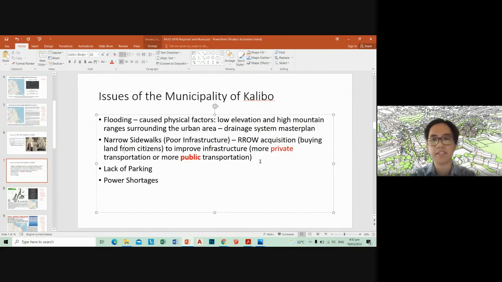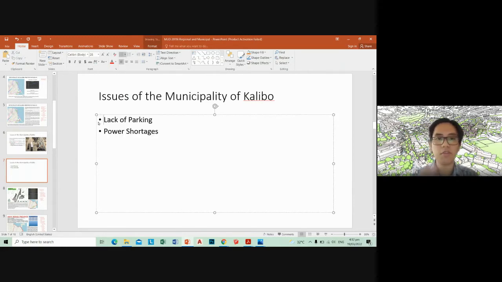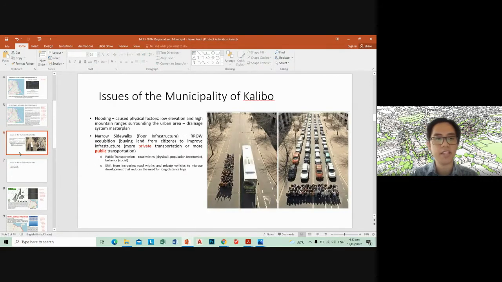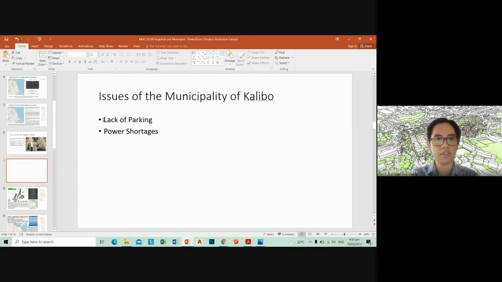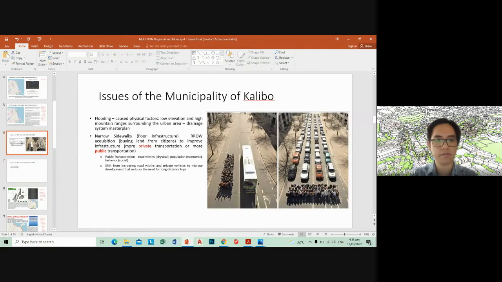Okay, next, connecting that to the lack of parking. So there's this very, not really contentious, but this idea that, I think I'll just connect this to the other one back here. Wonder if I can get back like that. Oh, there we go. Lack of parking.